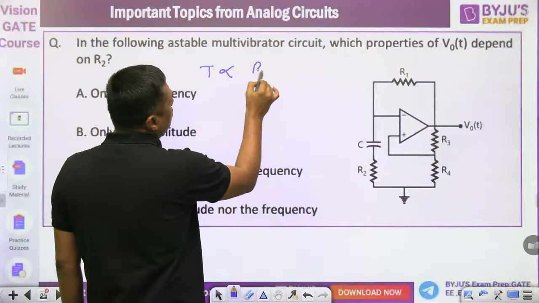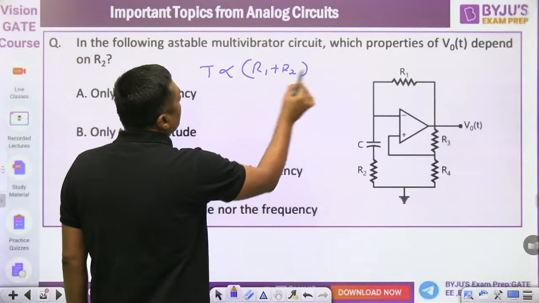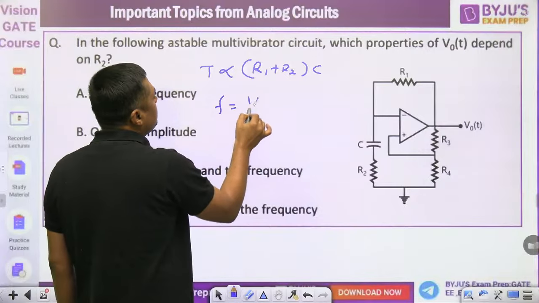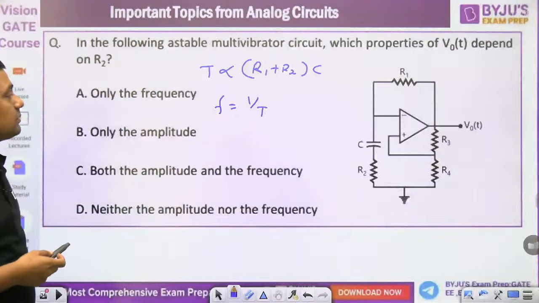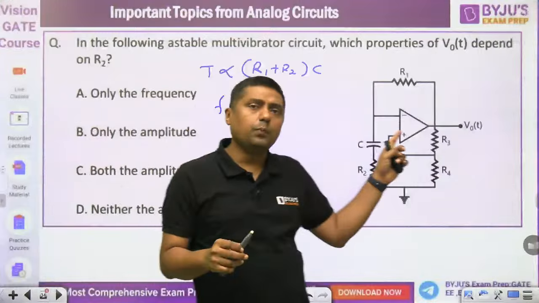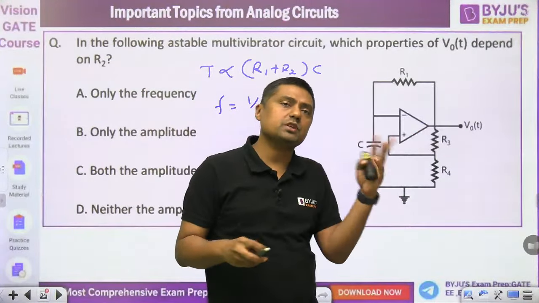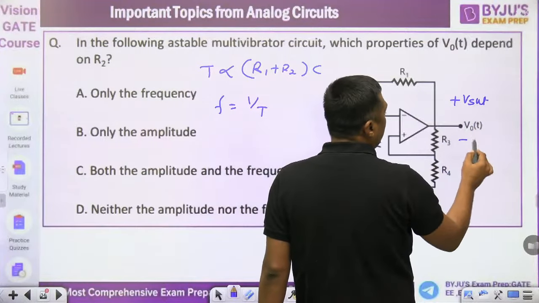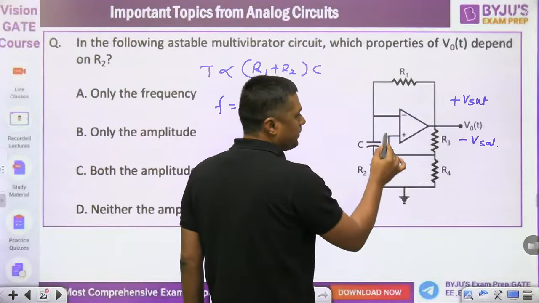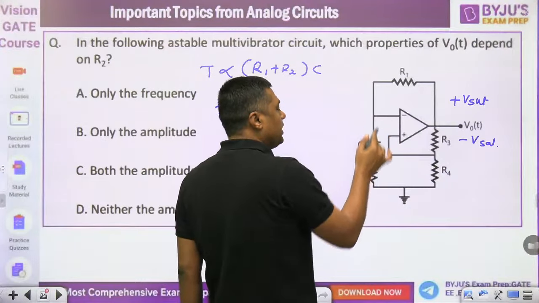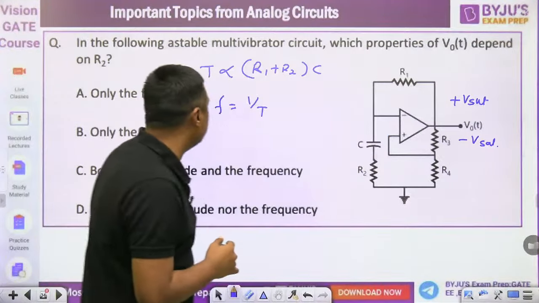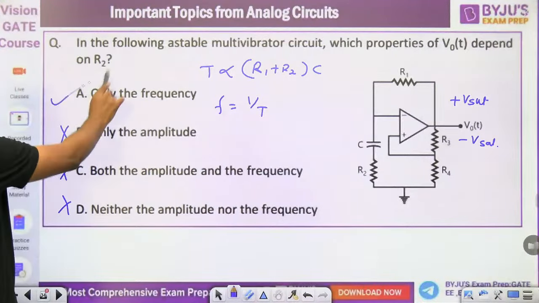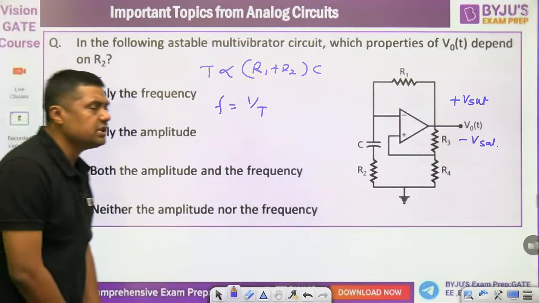Time period is proportional to (R1 plus R2) into C. If the time period is proportional to (R1 plus R2) into C for this diagram, then definitely the frequency, which is 1 by T, also depends. But amplitude, when we are giving the positive feedback, there are only two amplitudes, plus Vsat or minus Vsat, because the Zener diode is not connected. So the output has two levels, plus Vsat and minus Vsat, because there is positive feedback. And that's why amplitude is independent of this R2, but definitely time period and frequency depend. So only the frequency is definitely affected because of this R2.